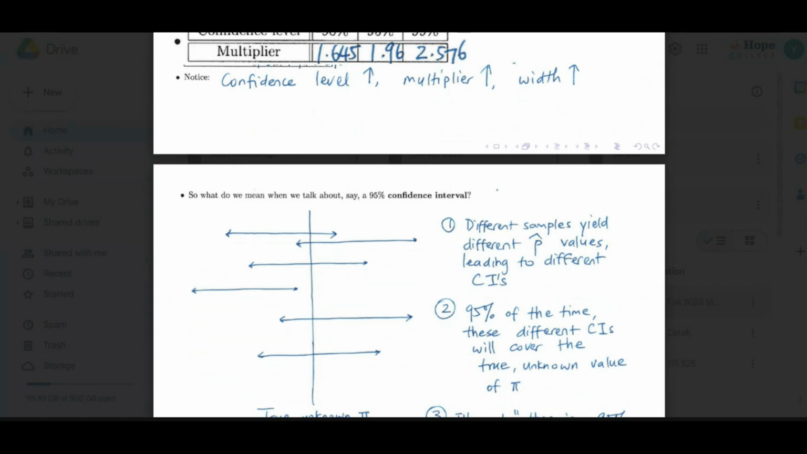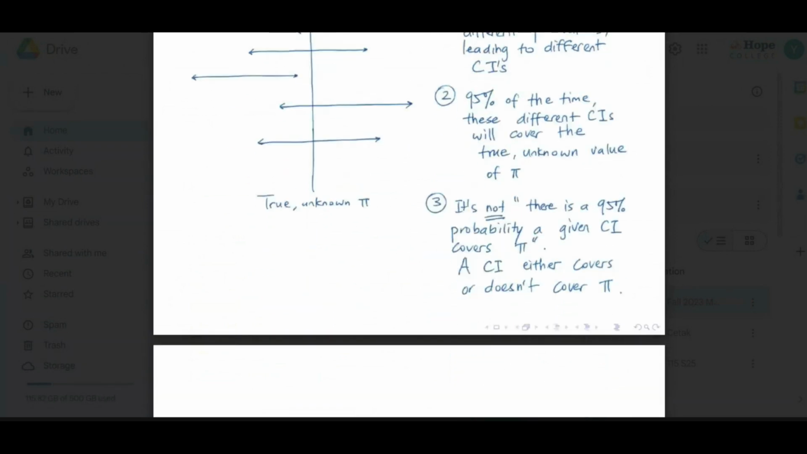All we can say when you say 95% confident is, if I had too much time on my hands and I did this sampling thing zillions of times and made so many intervals, 95% of them would cover the true value of pi. But the twist is, we never know which CI covers pi or doesn't. It is unknowable.